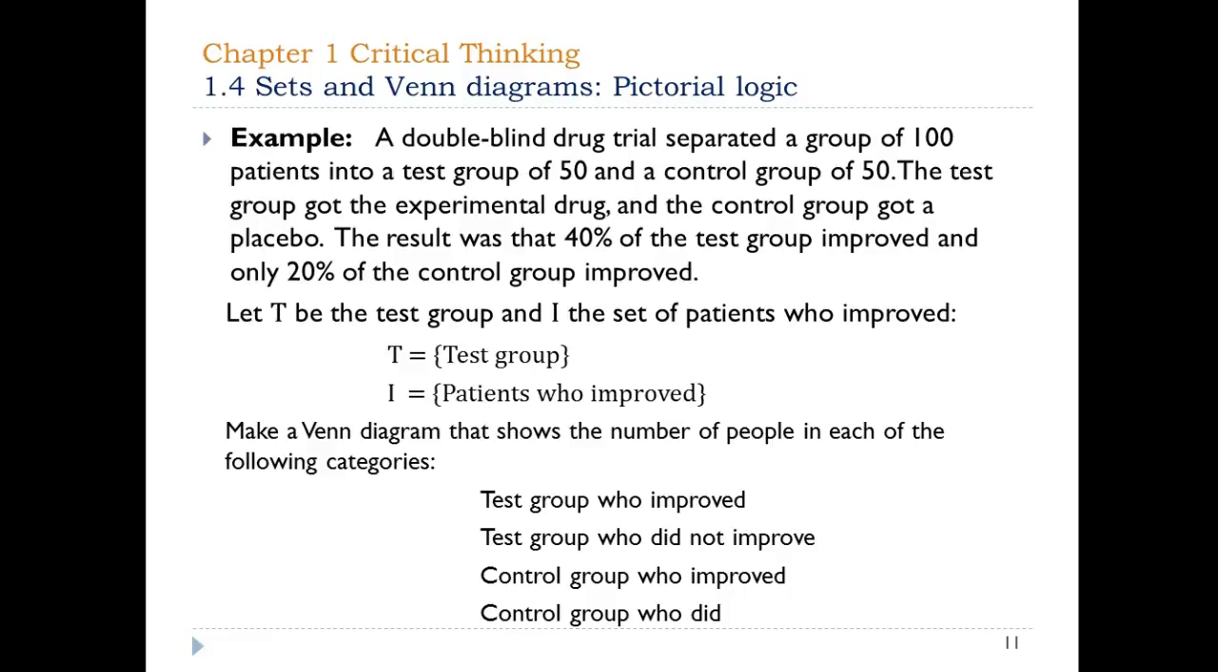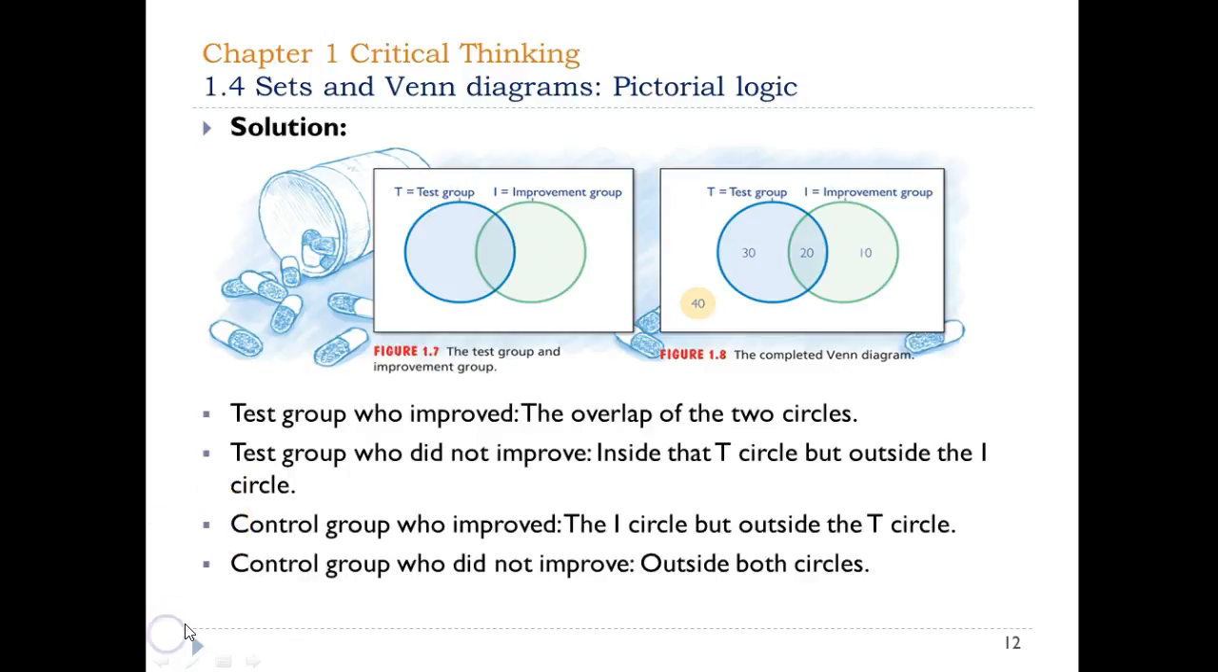Make a Venn diagram that shows the number of people in each of the following categories. Test group who improved, test group who did not improve, control group who improved, and control group who did not improve. Solution. We create a Venn diagram. T is a circle for the test group, I is a circle for the improvement group. Then we determine the number of people in each group.